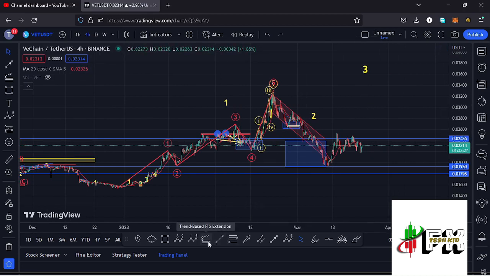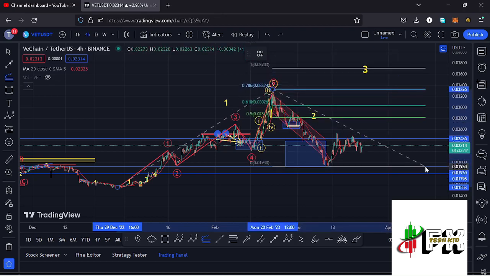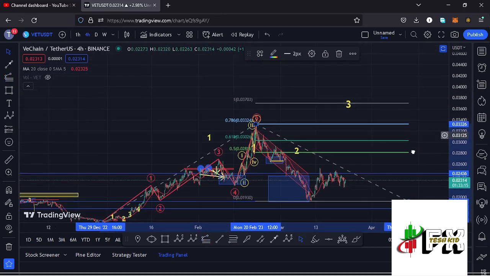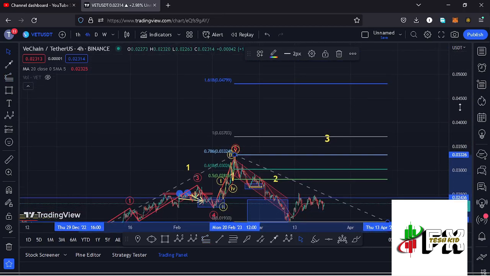Allow me to first sketch out a target area to the upper side in the formation of that wave 3 by connecting the trend-based Fibonacci from the low of the first wave to the high of that wave 1, then dragging the fibs to the low of the second wave. That now gives me a minimum target area to the upper side in the formation of that wave 3 at the fib level 1.618, and that is at around the $0.04799 mark, and that is the minimum that I'm expecting that wave 3 to the upper side to do.